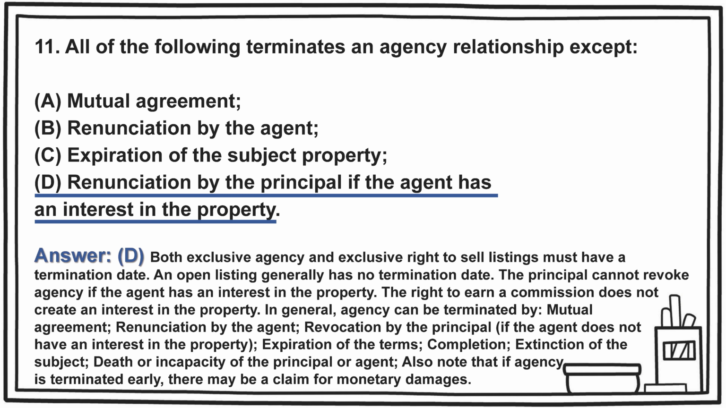In general, agency can be terminated by mutual agreement, renunciation by the agent, revocation by the principal, if the agent does not have an interest in the property, expiration of the terms, completion, extinction of the subject, death or incapacity of the principal or agent. Also note that if agency is terminated early, there may be a claim for monetary damages.